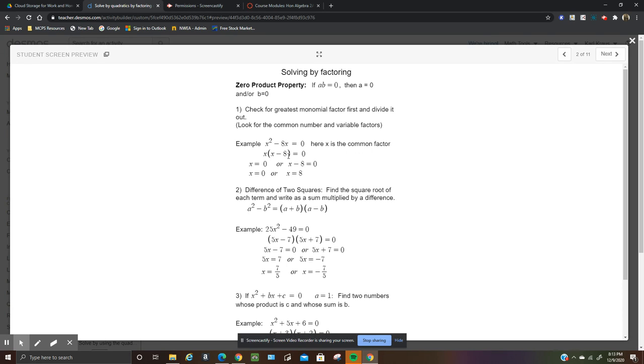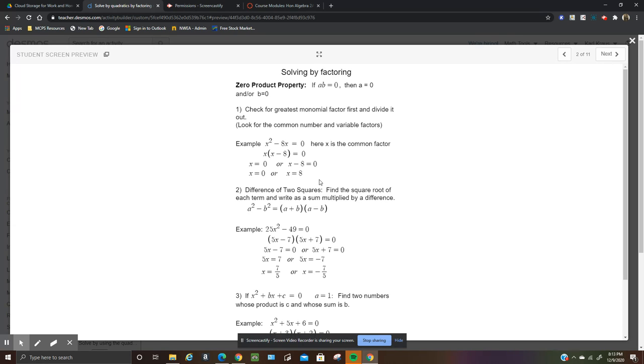Now we have two factors multiplied together equals 0, so one or the other has to equal 0. So x equals 0 or x minus 8 equals 0, and then solve both of these. This is solved already: x equals 0. And then add 8 to both sides and you get x equals 8.